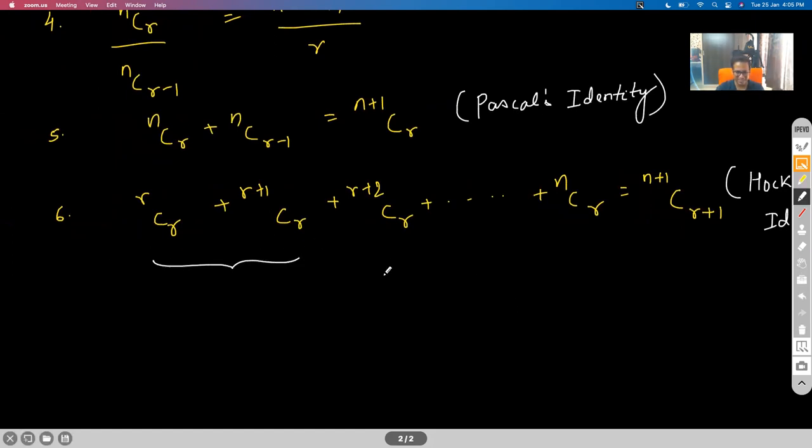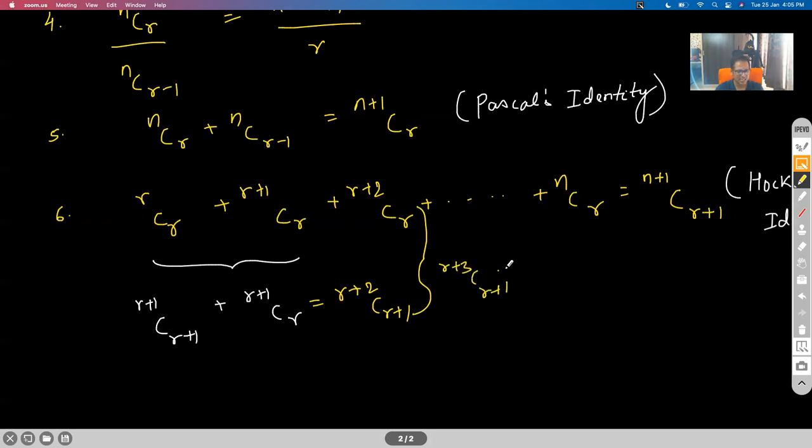If you add these two, now see here, this rCr, you can actually write it as (r plus 1)C(r plus 1), because that's actually 1, right? If you add these two, you'll end up getting (r plus 2)C(r plus 1), correct? Now, if you add these two, that'll give you (r plus 3)C(r plus 1). And this will continue till you reach the term before this, which will be nC(r plus 1), correct? So if you add these two, you'll get (n plus 1)C(r plus 1). Is it fine? So this is the small proof for this. I'll be removing this just to make it look a little bit nicer.